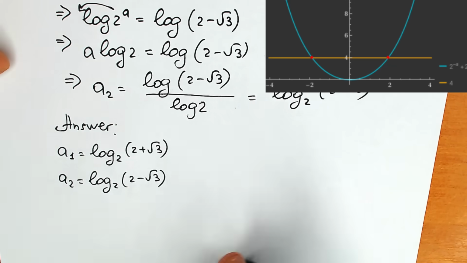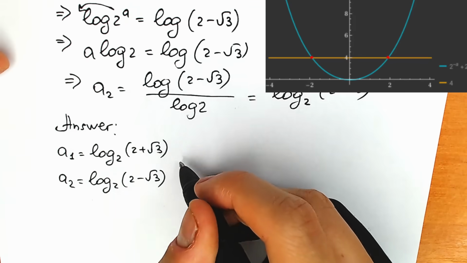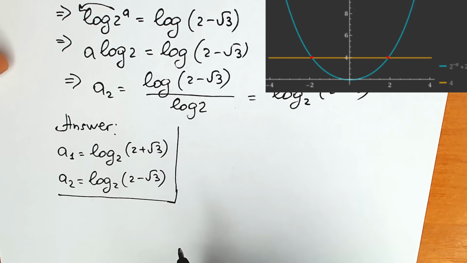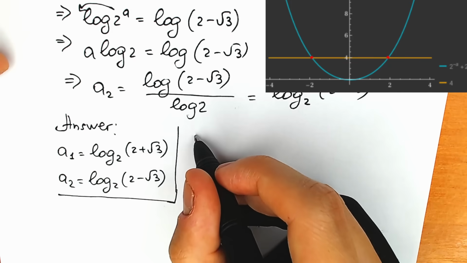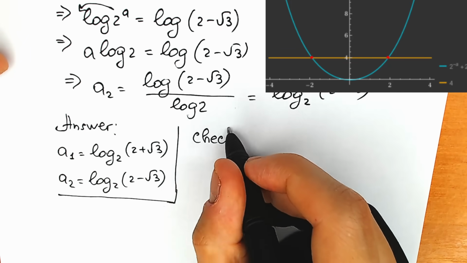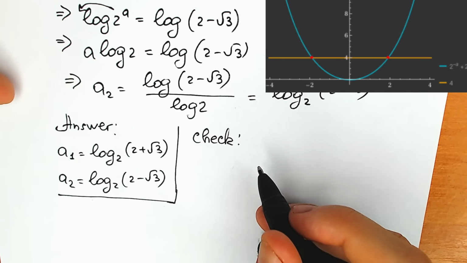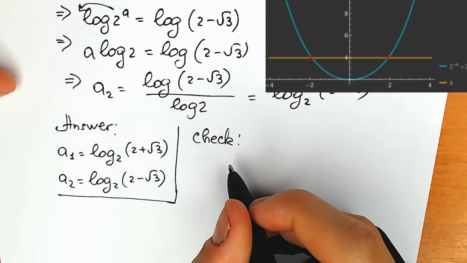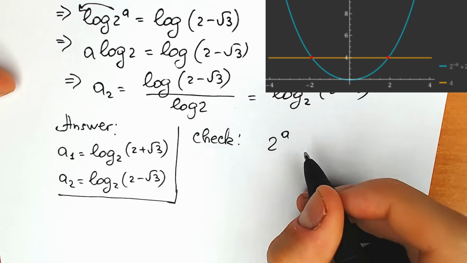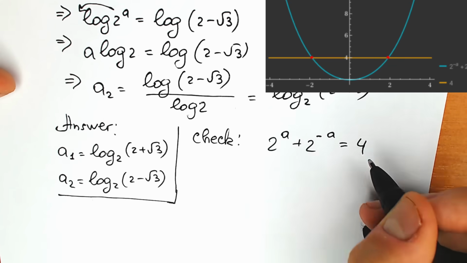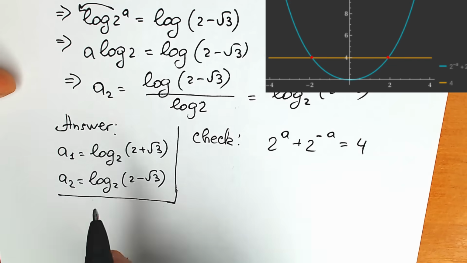Let's do this right now. So we have a first and a second. For example, let's check a first. Let's split it. Okay, let's do this right now like that. Let's separate this part. So right now let's check it real quick. So our check of a first. First of all, let's write our equation from the beginning. So in the beginning we have 2 to the power a plus 2 to the power minus a equal to 4. Let's check real quick our a first.